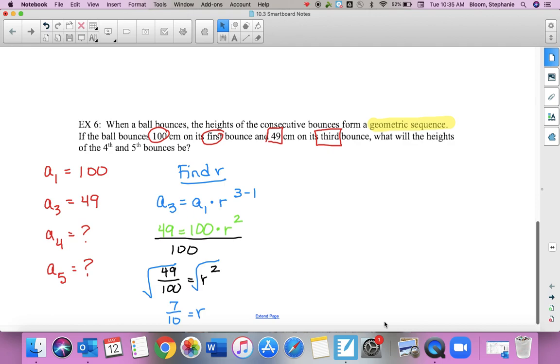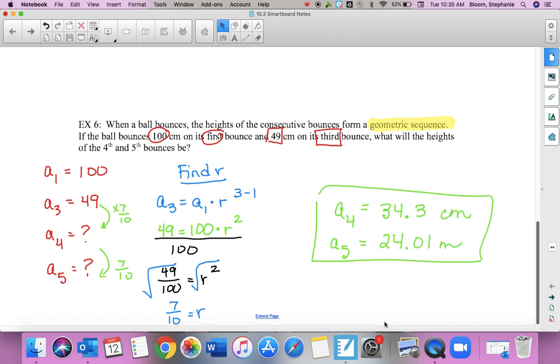Now, since I know my r, I'm taking this times 7 over 10, and then I'm going to take that number times 7 over 10. When you take 49 times 7 tenths, you get 34.3. And when you take 34.3 times 7 tenths, you get 24.01. I'll label that with centimeters, and that would be the height of my fourth and fifth bounce.